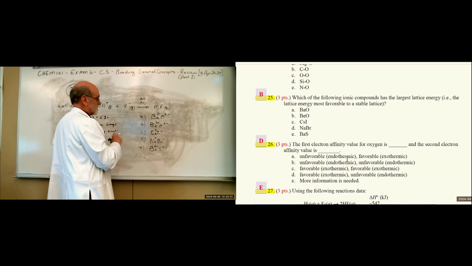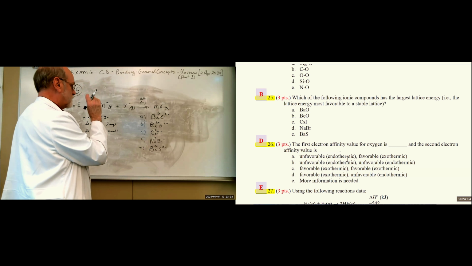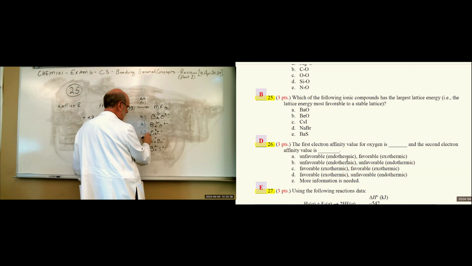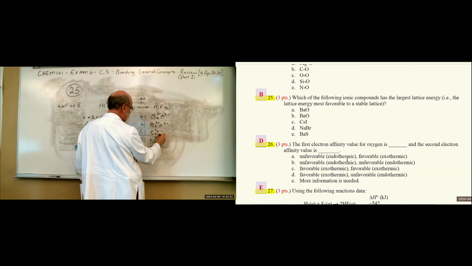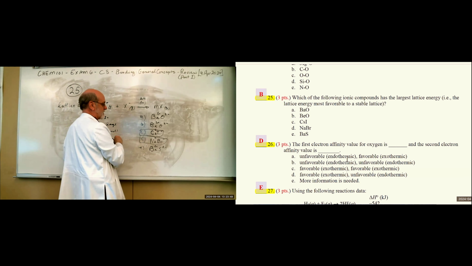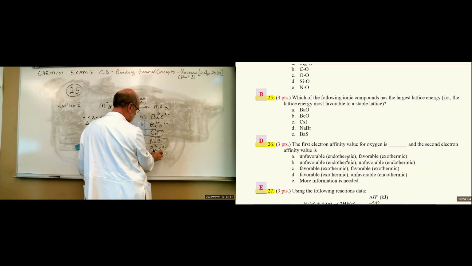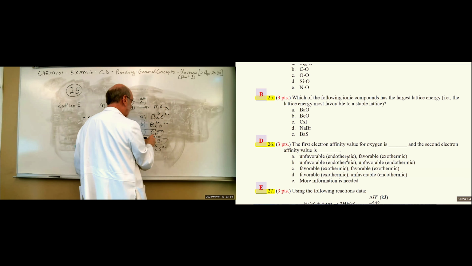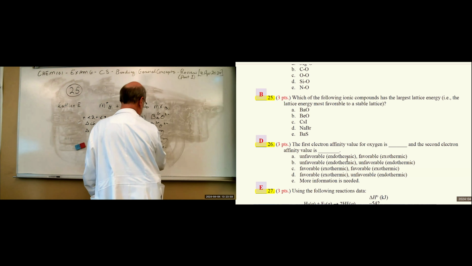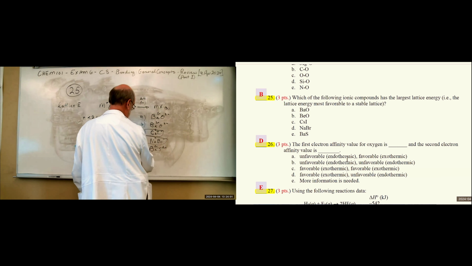So if we eliminate based upon charge first, then these have too small charge right here to be the strongest, to be the highest, the most negative lattice energy. So we've got the 2 plus, 2 minus, we've got the charges here. Now, which ones are the smallest ions? Sulfur is bigger than oxygen, right? So that lets this one out. So it's between these two.